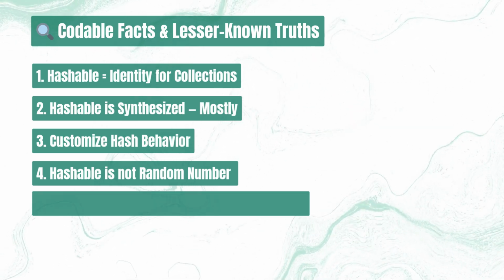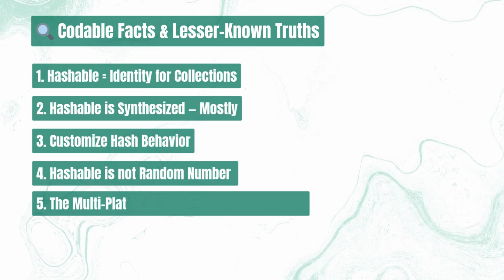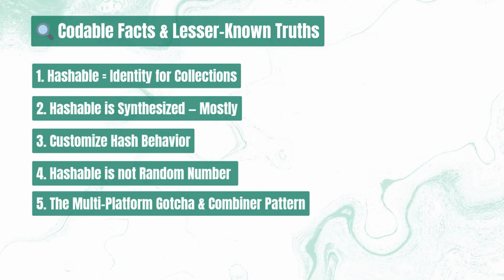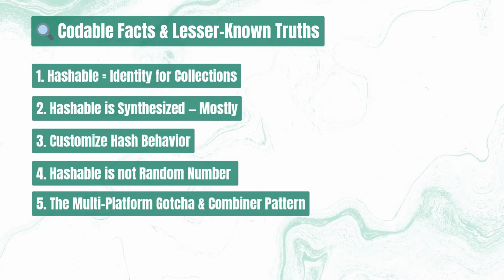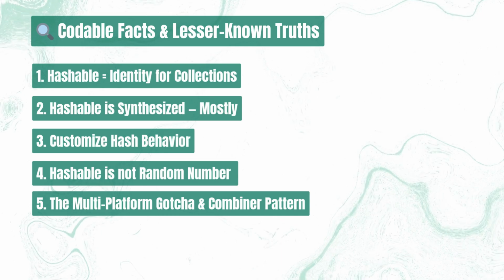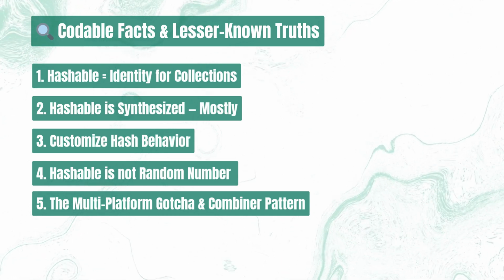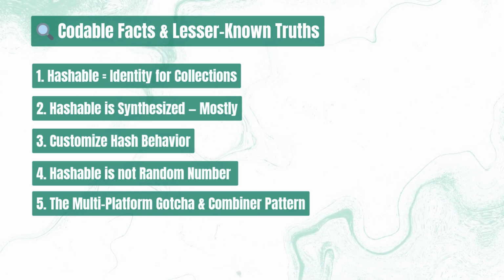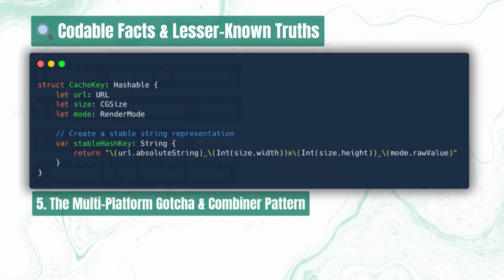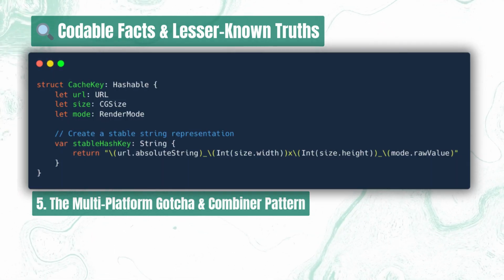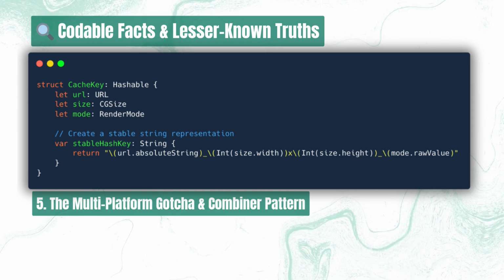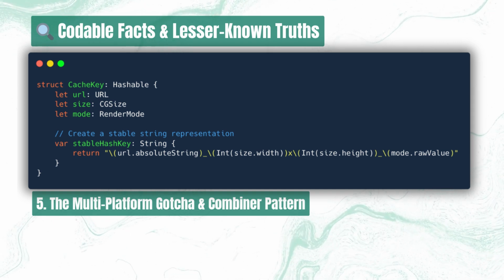Here's something surprising. Hash values differ across platforms, Swift versions, and even app launches. This is intentional for security, but means you should never persist hash values to disk, send them over the network, or use them as identifiers. Instead, when you need a consistent hash for caching or other purposes, use the combiner pattern. This pattern gives you the best of both worlds: Swift's secure, efficient hashing for in-memory operations, and stable identifiers when needed.